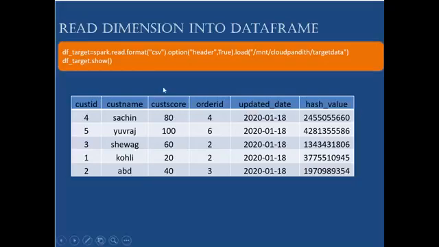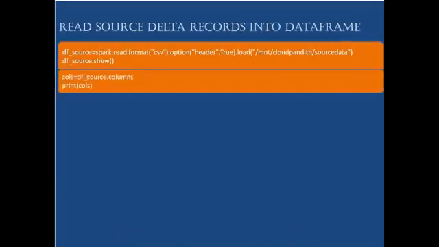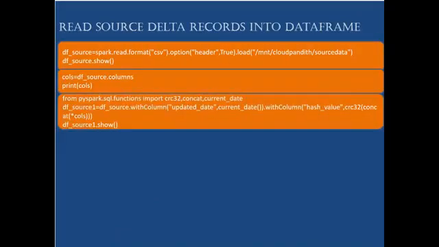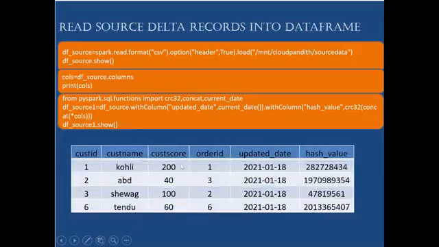Okay, fine. So this is the data, and we read the source delta records. These are the incremental data. Here I'm just reading the data and taking the columns: df_source with column updated_date as current_date, with column hash_value as CRC32 of concat of columns. All these columns I'm passing to df_source1.show. When you show it, you can see these are the new input records.